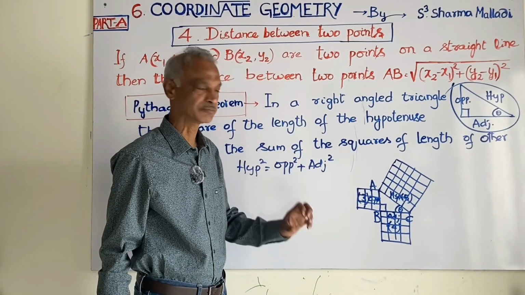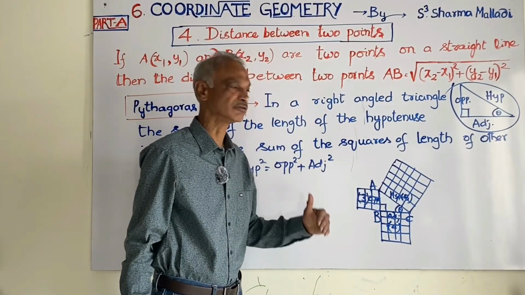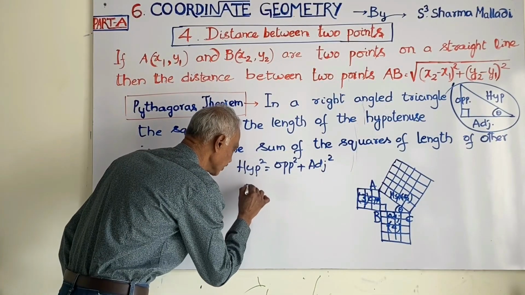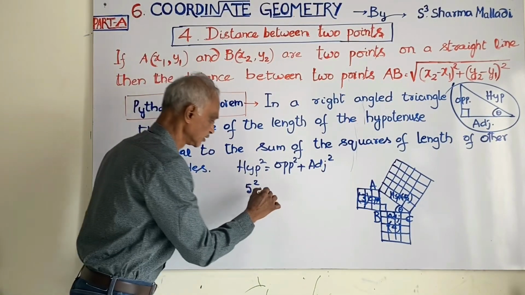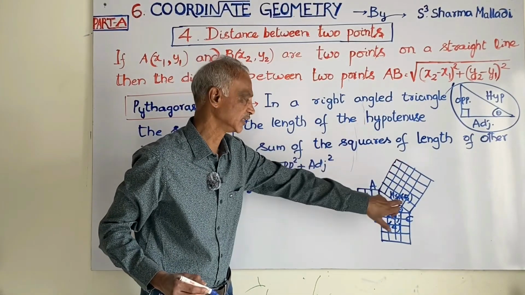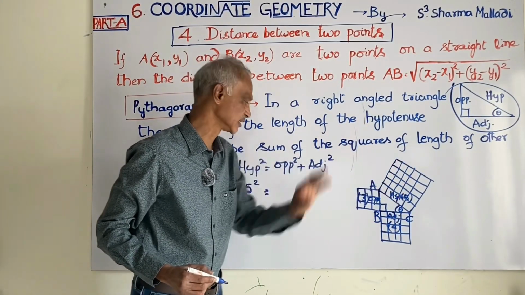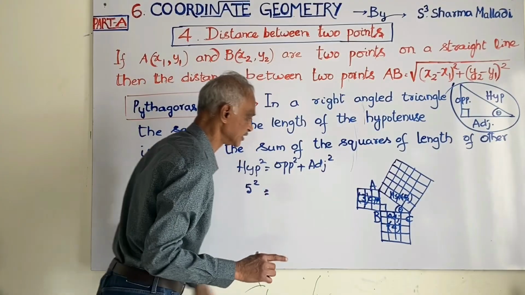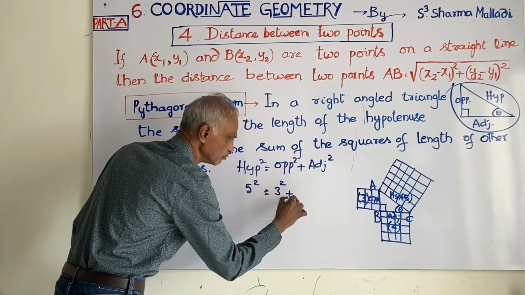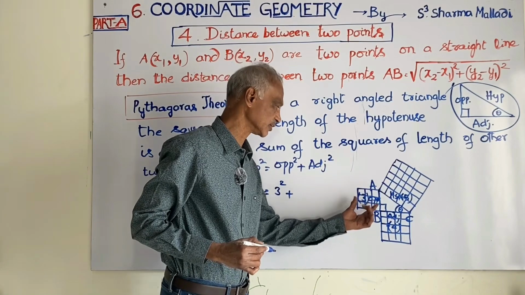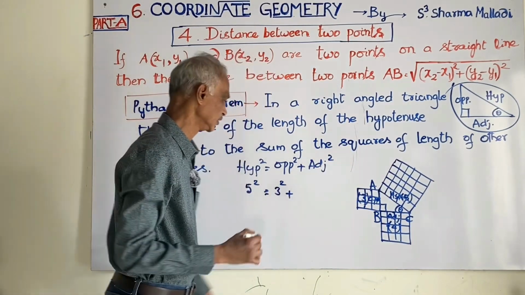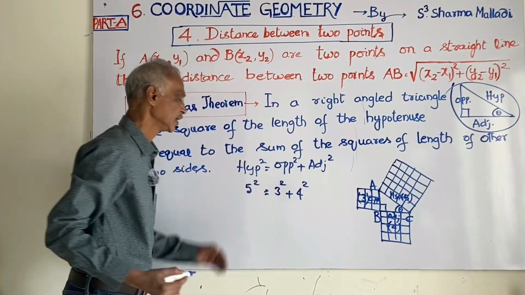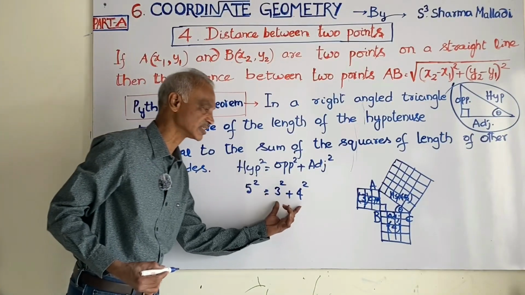See, what is Pythagoras theorem? The square of the hypotenuse is equal to the sum of the squares of the other two sides. The hypotenuse square is 5 square. What is the area of this square? It will have 25 squares. This is equal to the sum of the squares of the other two sides. The opposite side is 3 units, so the area is 3 square, which is 9. Plus the area of the adjacent side, that is 4 square.